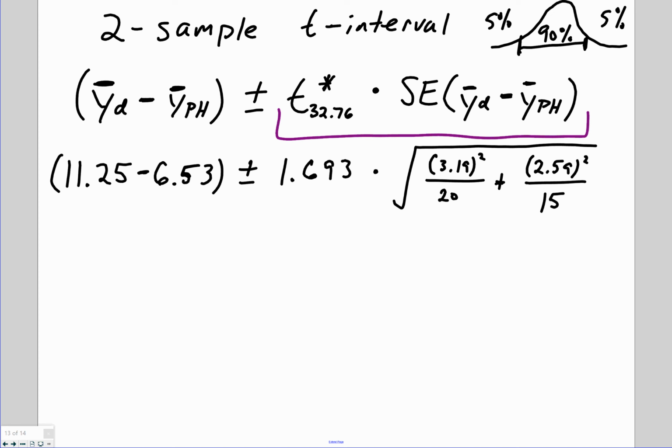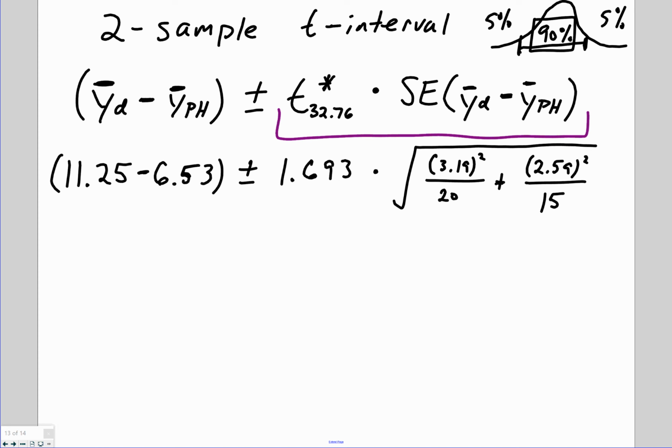Now, can we pause for a second? I want to see if your brain can do this. What level of confidence are we using here? 90, right? What's the z-star for a 90% confidence level? No, that's for a 95. It'd be not 1.96. This is 1.645. Look at what we wrote. 1.693. It's fairly close.